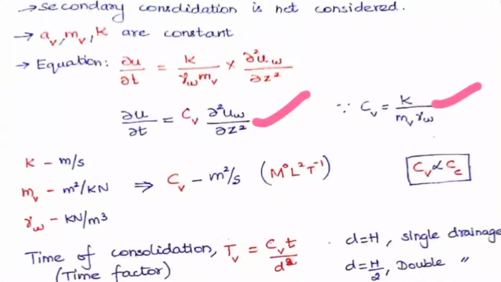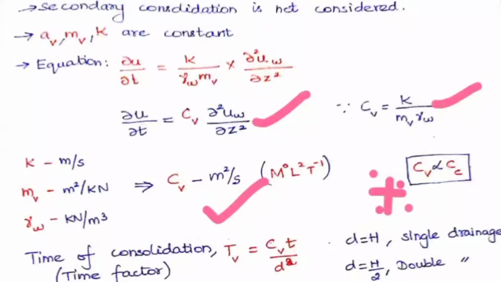So the coefficient of consolidation is directly proportional to the permeability and inversely proportional to the volume compressibility and unit weight of water. The unit of k, permeability, is meter per second, for mv it is meter square per kilonewton, and unit weight of water is kilonewton per meter cube. If you cancel everything, the cv unit will be meter square per second, and the dimensional unit can be written as M0 L square T minus 1. So here cv is directly proportional to cc. This is also important.